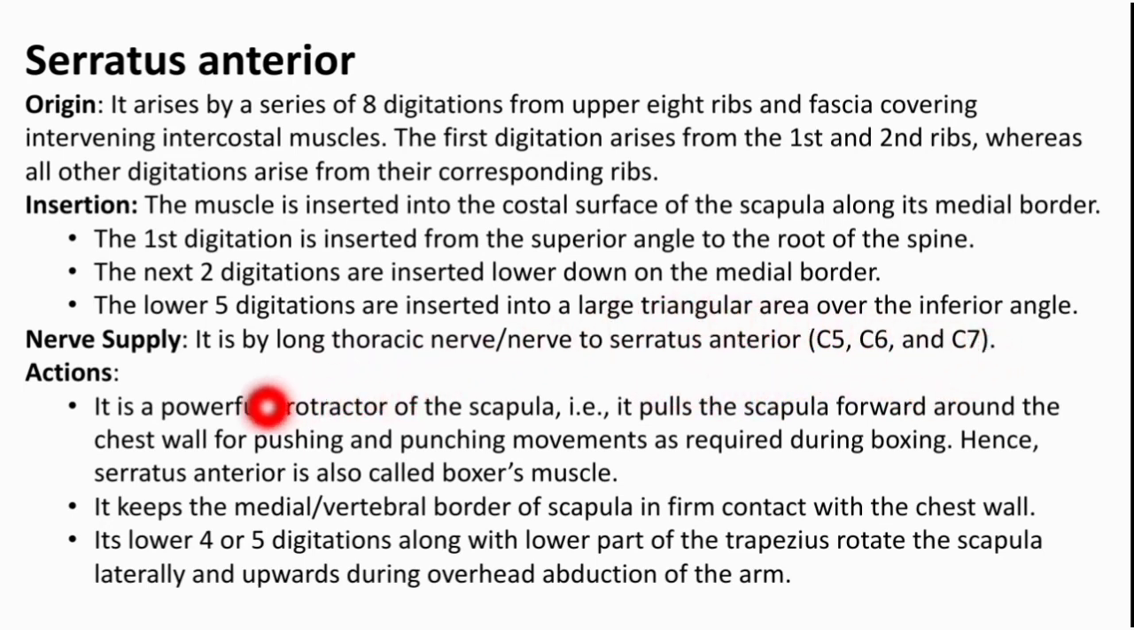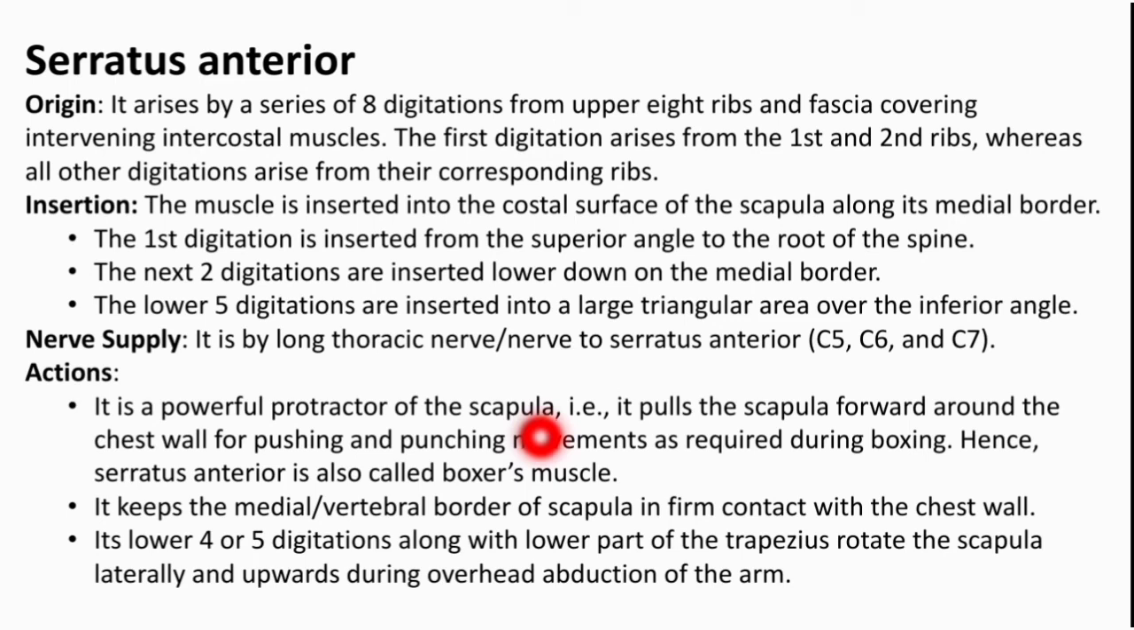Coming to its actions, it is a powerful protractor of the scapula. It pulls the scapula forward around the chest wall for pushing and punching movements as required during boxing. So it is also called the boxer's muscle. And it keeps the medial border or the vertebral border of the scapula in firm contact with the chest wall.